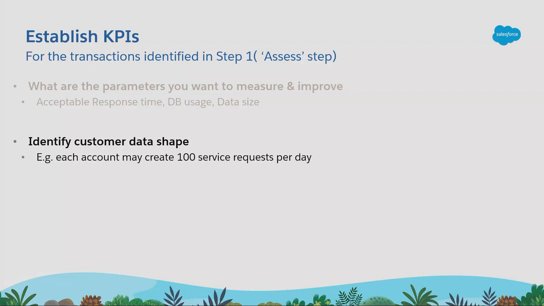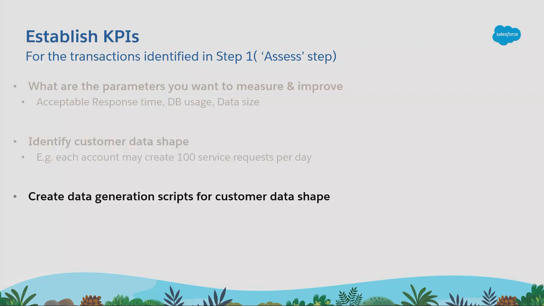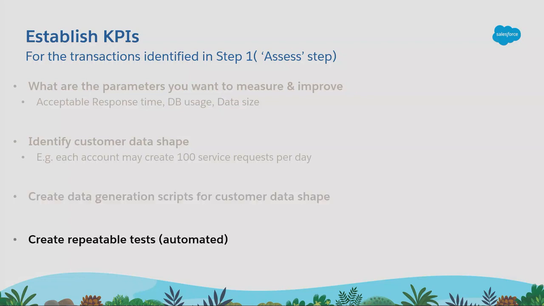Identify customer data shape. At least you should know what kind of customer data shapes you are targeting. As an example, for an account, if you're creating X number of service requests, then you should try to mimic those in your test org, and you should create data generation scripts, and then you should have repeatable tests which you can iterate, run and measure.